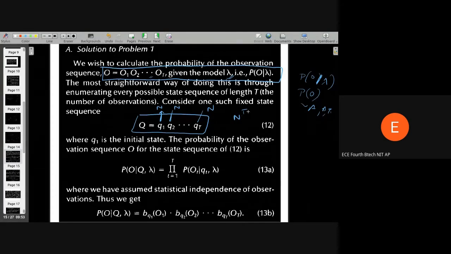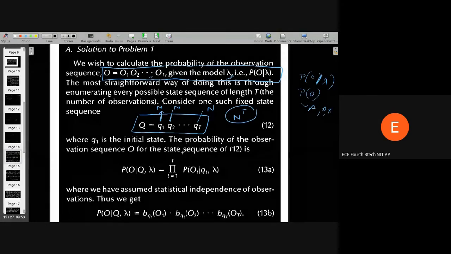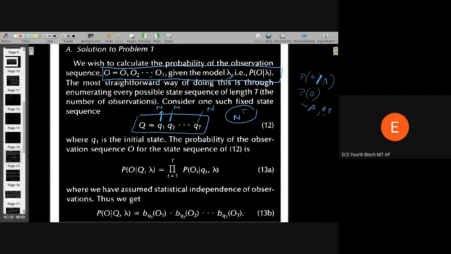Let us say out of this n to the power t possible sequences of states, you take one state. Let's take one such fixed state sequence out of the n to the power t possible ones. When you do that, we have the observation already. Let's see what the probability of the observation is given Q. Forget about this lambda for a moment; it is just for notational convenience. So, P of O given Q.